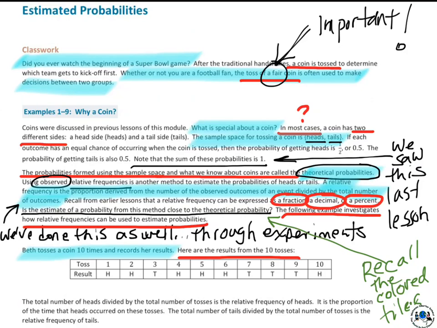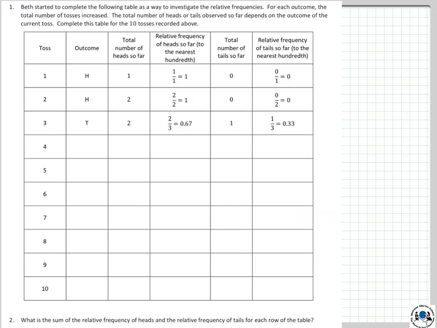So the total number of heads divided by the total number of tosses is the relative frequency of heads. We're going to be talking about heads only throughout this lesson. We are seeking to investigate relative frequency of heads, the proportion of the time that heads occurred on these tosses. The total number of tails divided by the total number of tosses is the relative frequency of tails, of course. But again, throughout this lesson, we're pretty heads crazy.